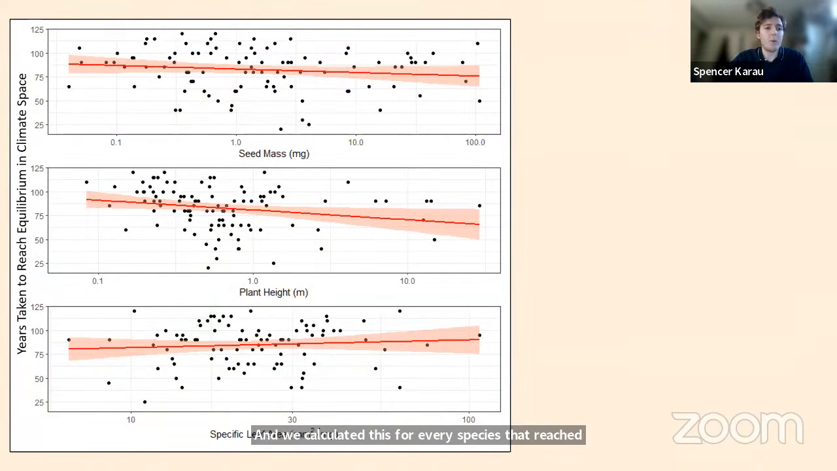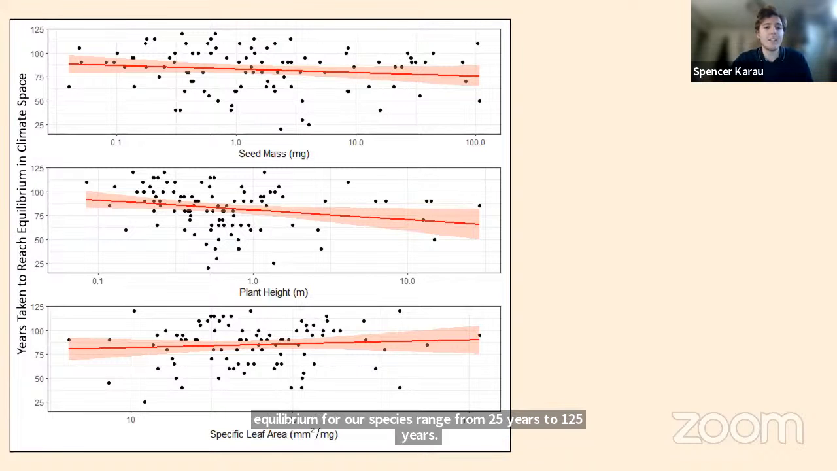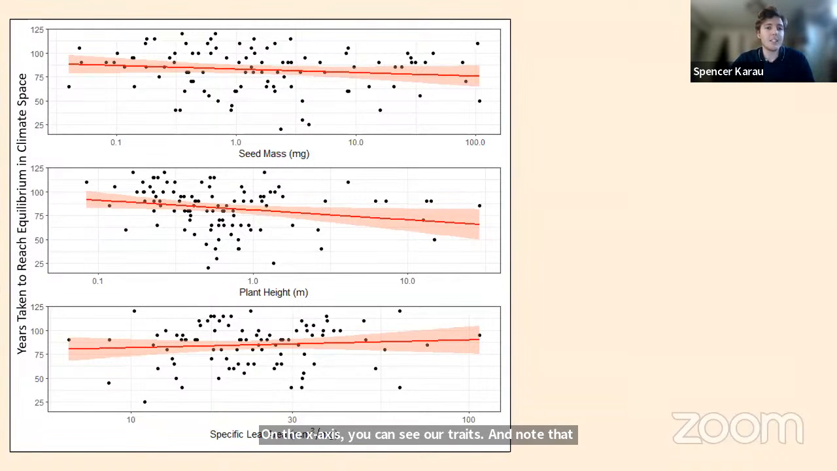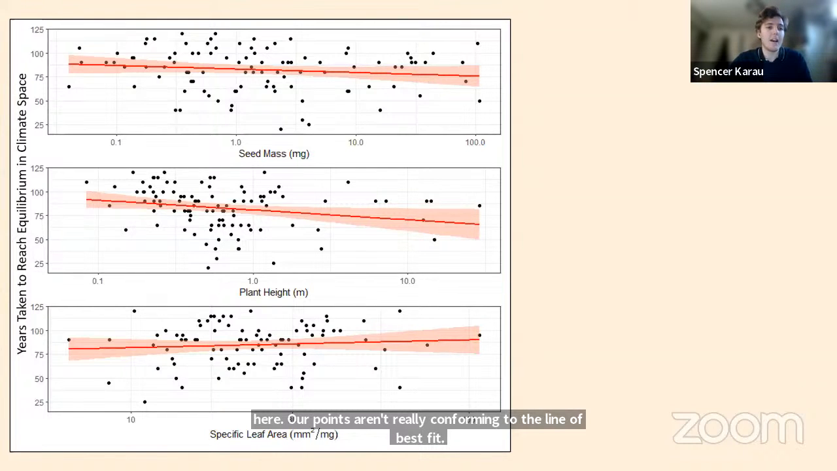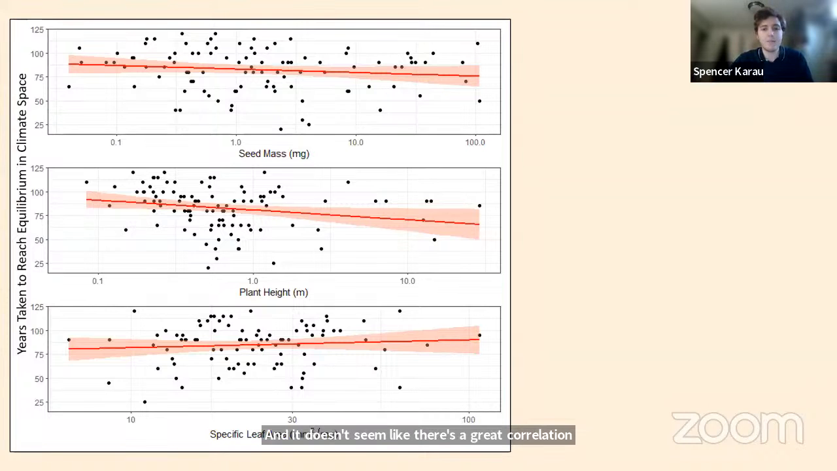You can see on the y-axis of our plots here that the times to equilibrium for our species range from 25 years to 125 years. On the x-axis, you can see our traits, and note that these x-axes have been logged. And what you'll see is that there's a lot of scatter here. Our points aren't really conforming to the line of best fit, and it doesn't seem like there's a great correlation between our response variable and our trait variables.